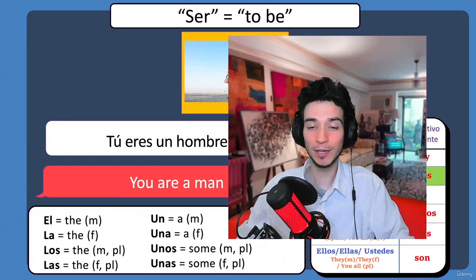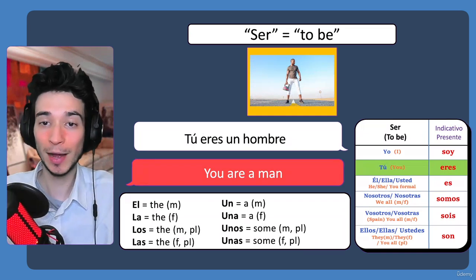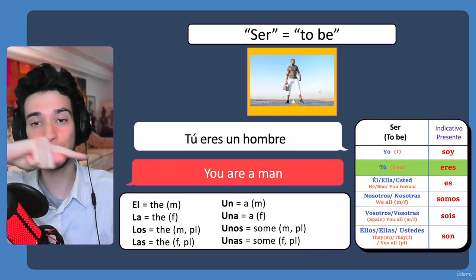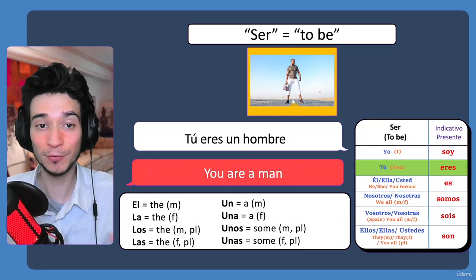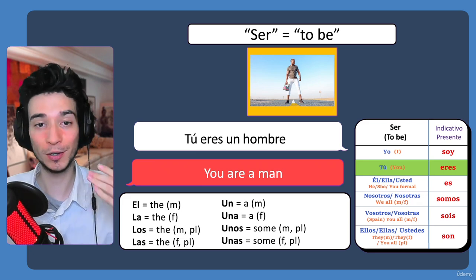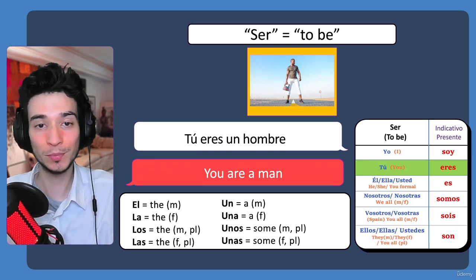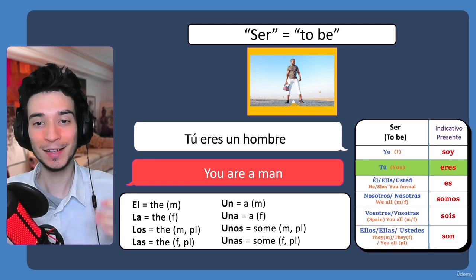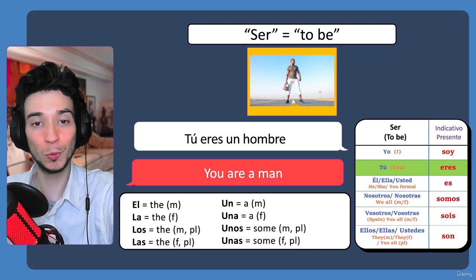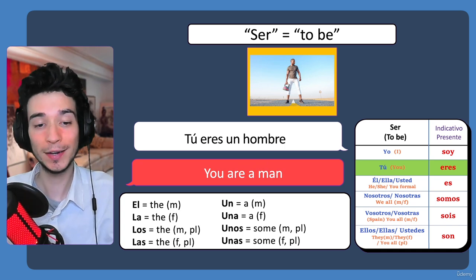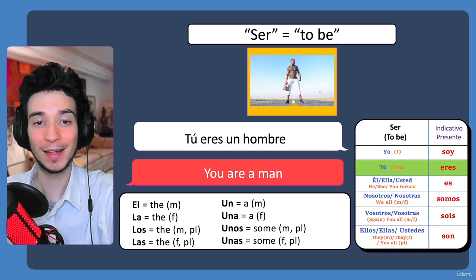And in every practice lesson that we have, I'm gonna put the conjugation there for reference. So if you want to know what the conjugation is, it will always be there for reference on the bottom right side. So yes, tú eres un hombre. You are a man. Tú eres un hombre.